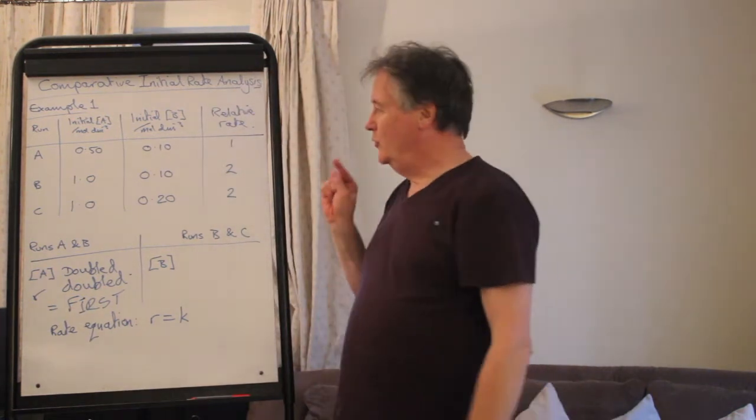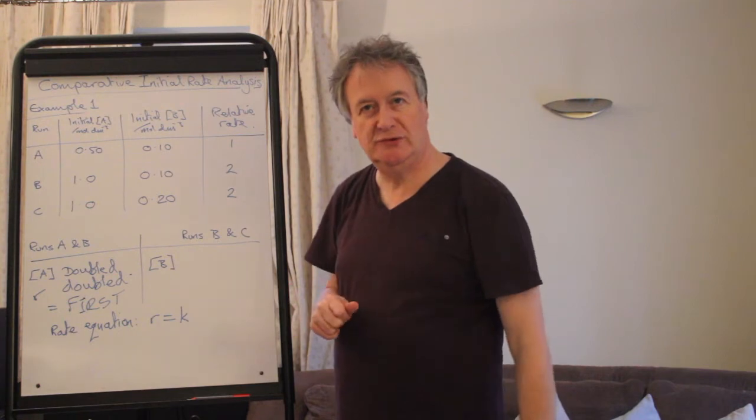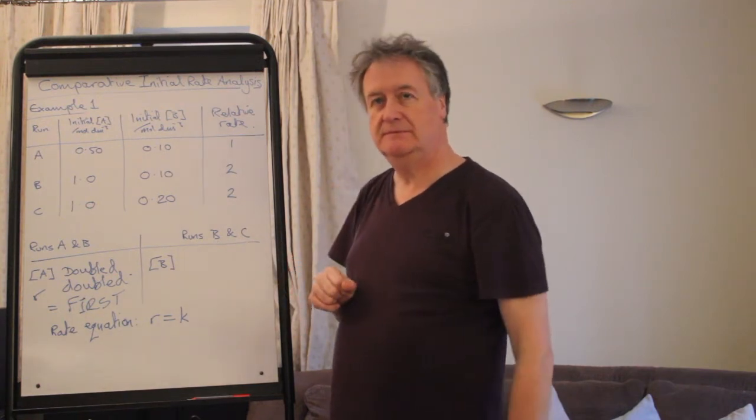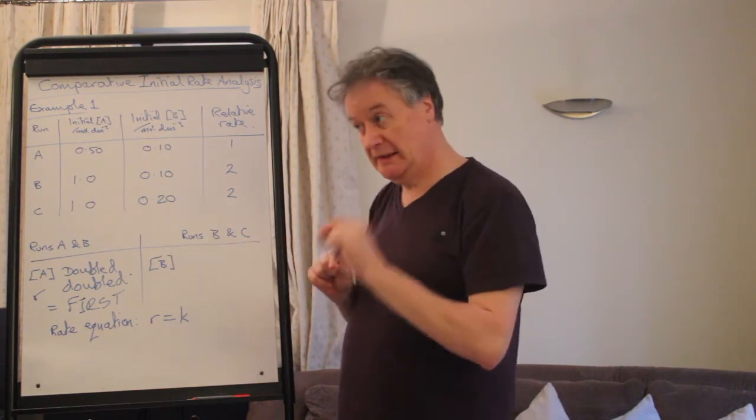So, if the rate doubles when the concentration doubles, that's a straightforward proportional relationship. That is first order. You might need to pause me at this point and catch up.